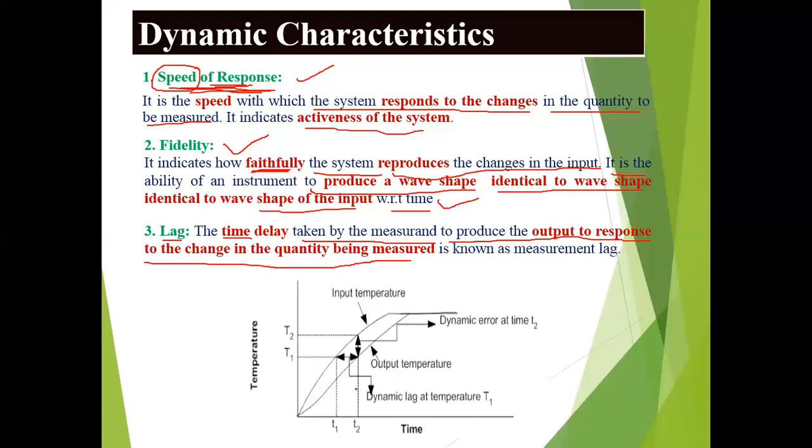If you see in the graph, see here, dynamic lag. See this position, dynamic lag. Actually, I am giving input like this, but here I am getting the output. So this is the time delay we have between input parameters and output parameters. This distance should be as small as possible. Then only I can say the instrument is a good instrument. This is nothing but lag.